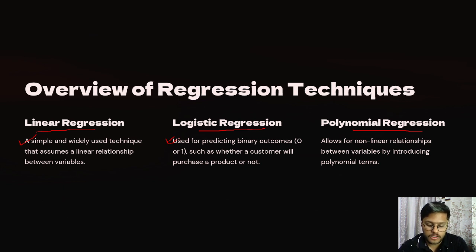Now, the last one is polynomial regression. Polynomial regression allows for a non-linear relationship between variables by introducing polynomial terms. It is used when the relationship between variables is non-linear. It fits a polynomial equation to the data. Example, modeling stock price with a non-linear trend.